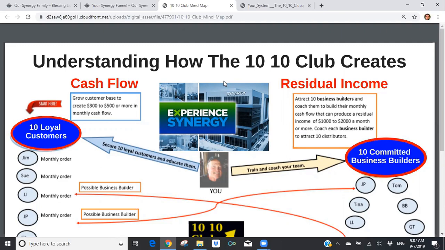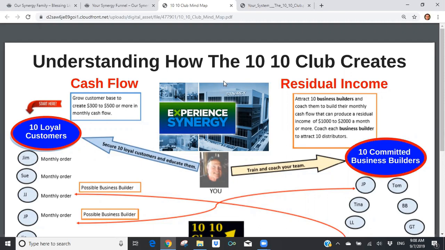And you want to work with 10 committed business builders, people that you've personally sponsored, to help them do what? To model the 1010 Club, because it's the best way for them to create cash flow, to be able to operate their Synergy business, and attract to them other people who are looking for a viable home-based business that can create cash flow, that can lead also to residual income that can provide for them some level of financial independence.